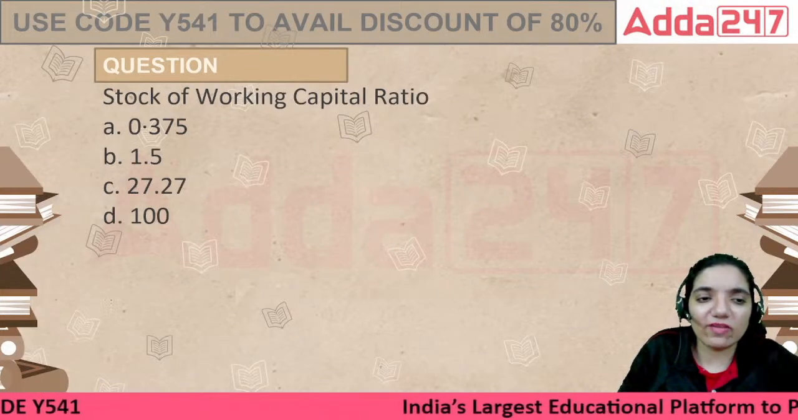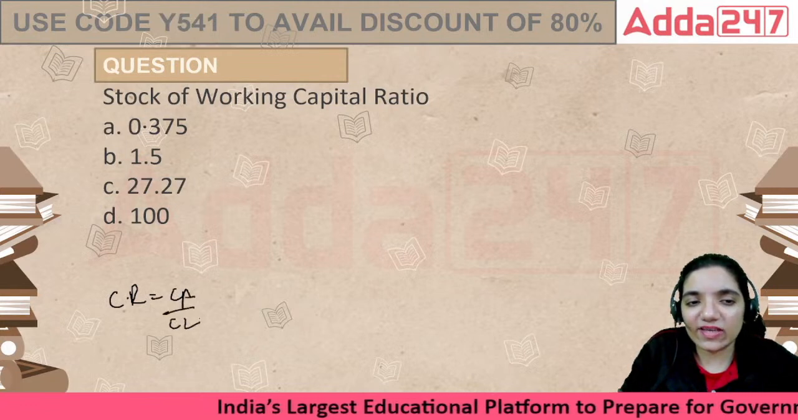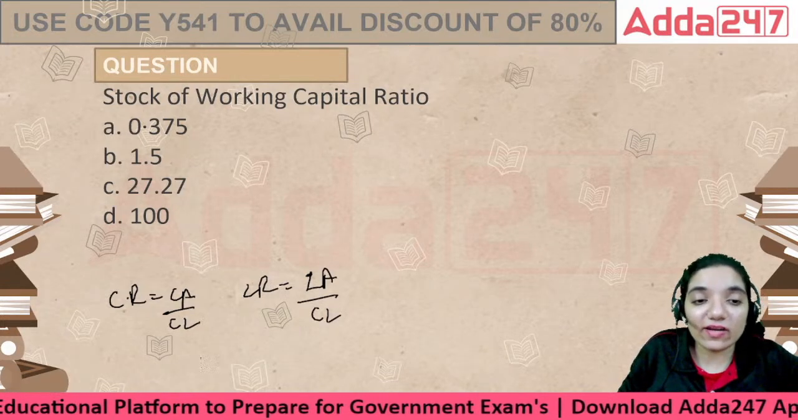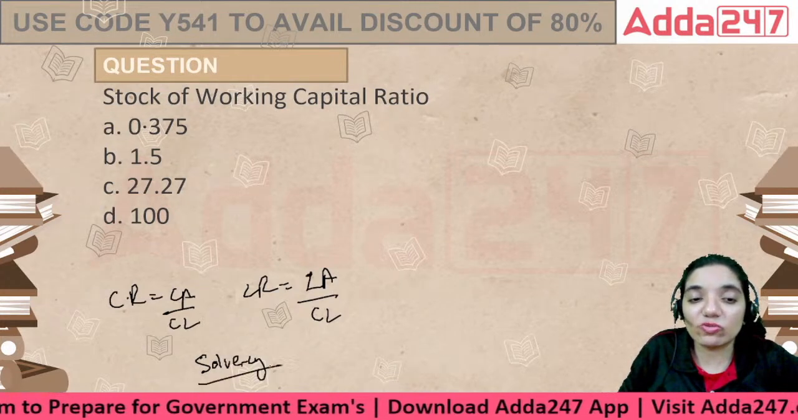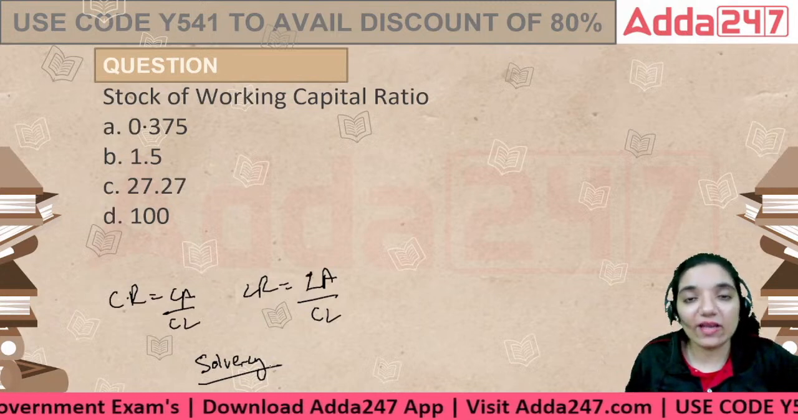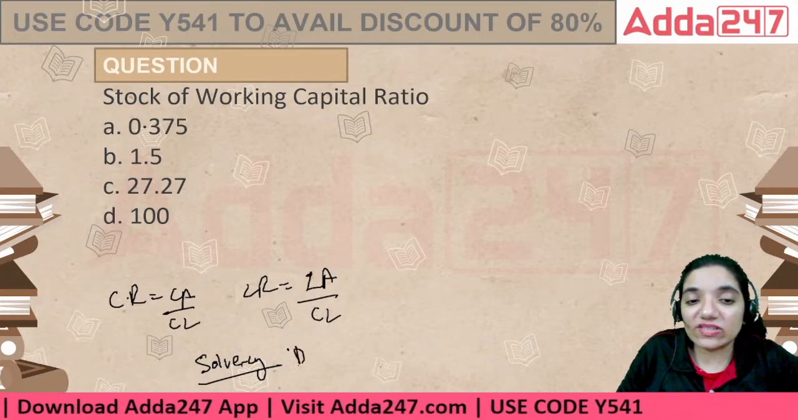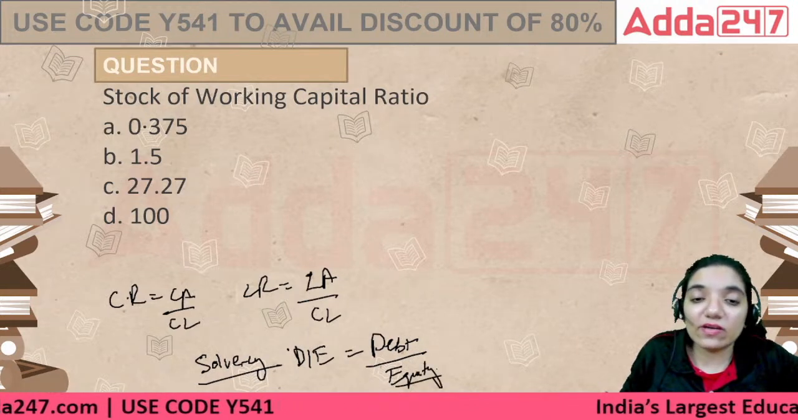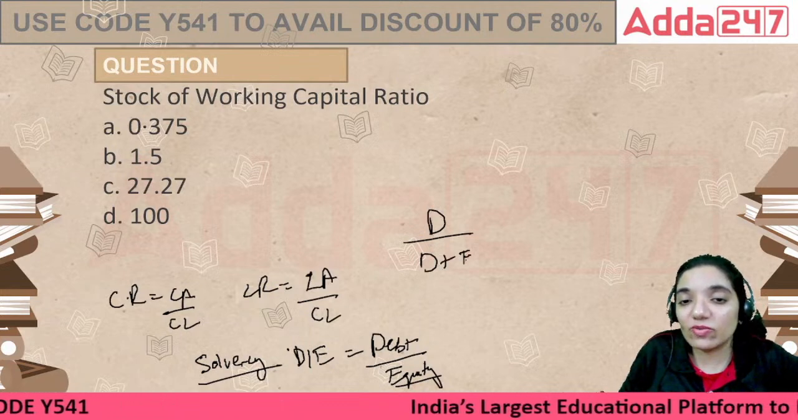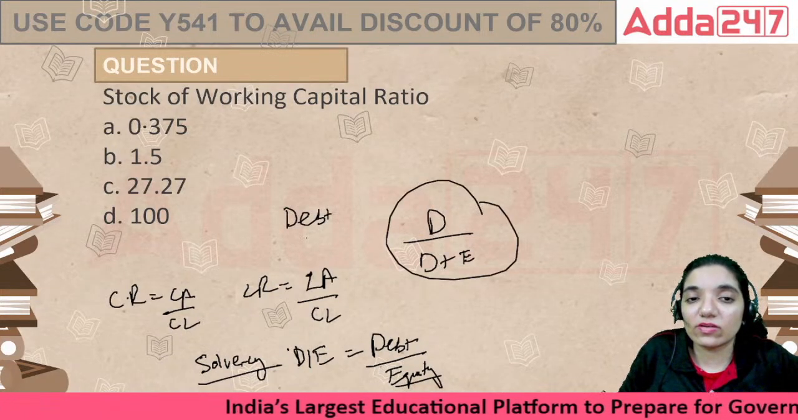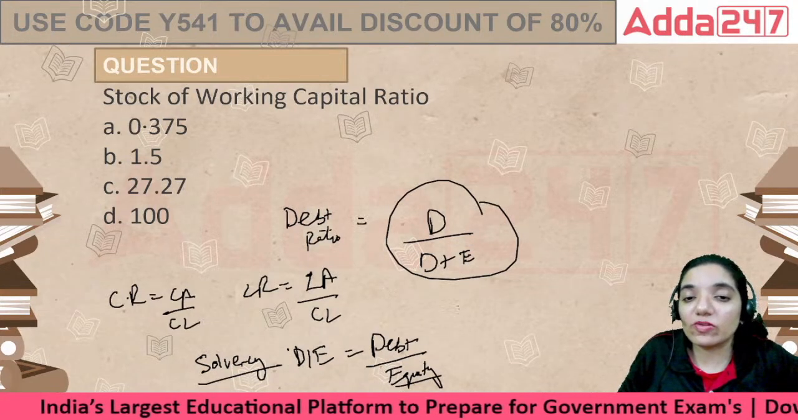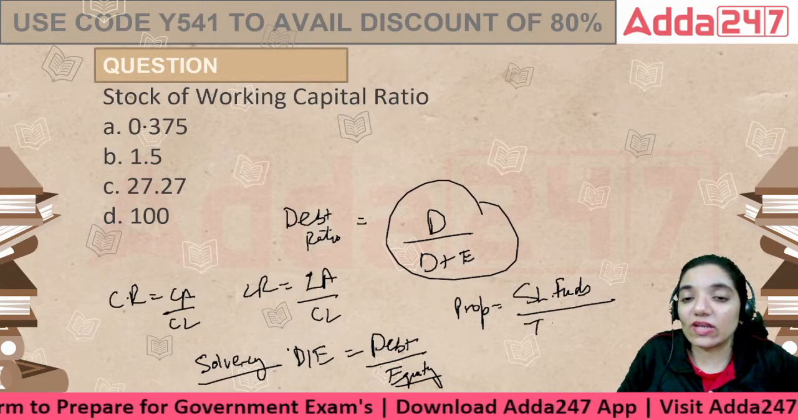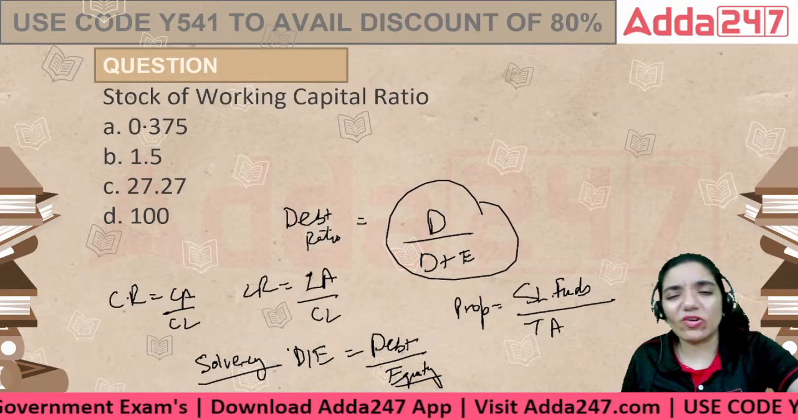I think the same question is going on, so I'm just leaving the entire question, because when we talk about these ratios, when we talk about current ratio, it is CA upon CL. When we talk about liquid ratio, it is liquid assets upon CL. Solvency ratios are those ratios which talk about the long-term debts, whether we are able to pay it or not. Among them, debt equity ratio is one of them, that is debt upon equity. And the debt ratio is debt upon debt plus equity. And the proprietary ratio is your shareholders' funds divided by total assets.